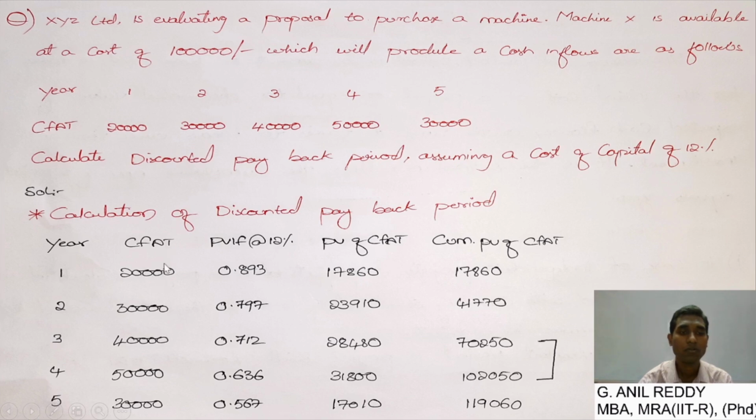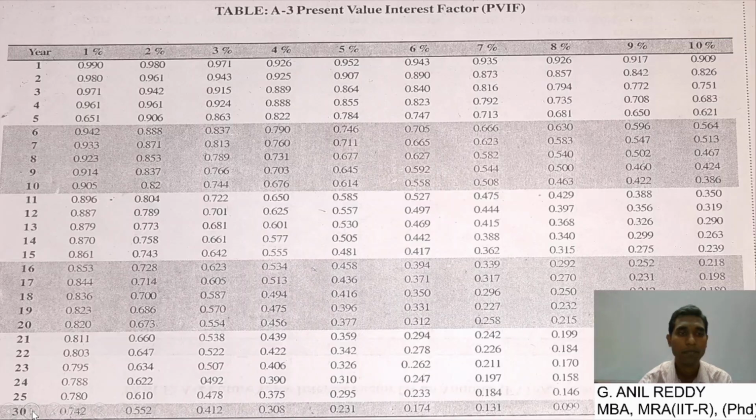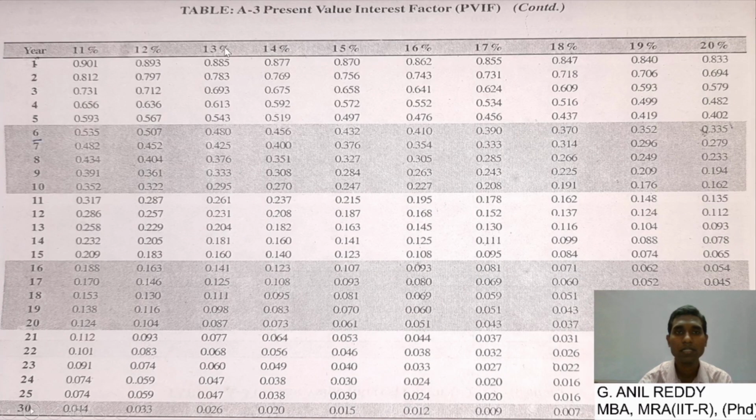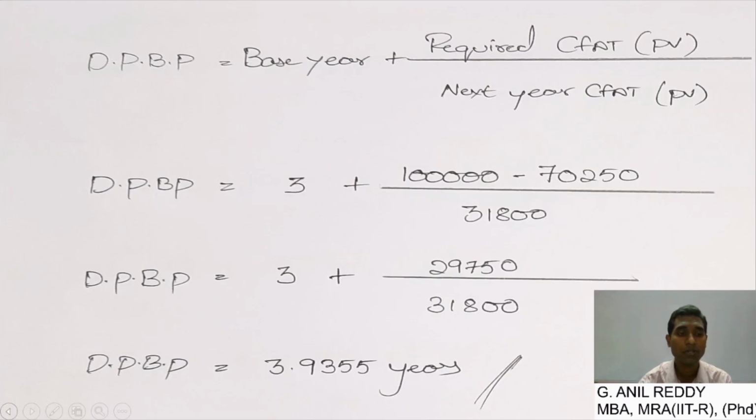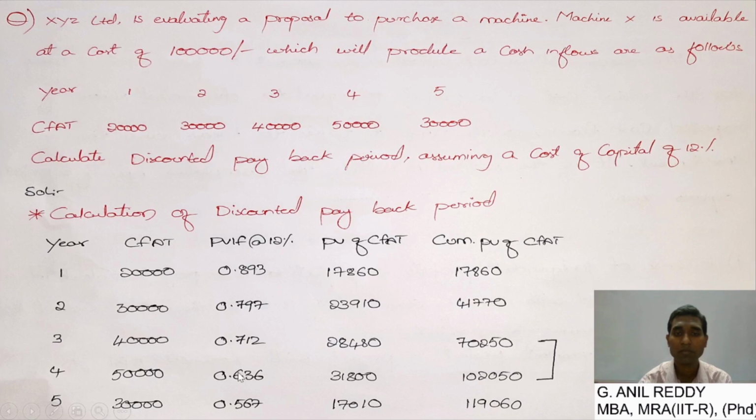CFAT, I have recorded in the second column, and the third column is the present value interest factor at 12%. By looking at the A3 table, you can see 12%: 0.893, 0.797, 0.712, 0.636, 0.567. This is how you need to look into the table and record the table values.